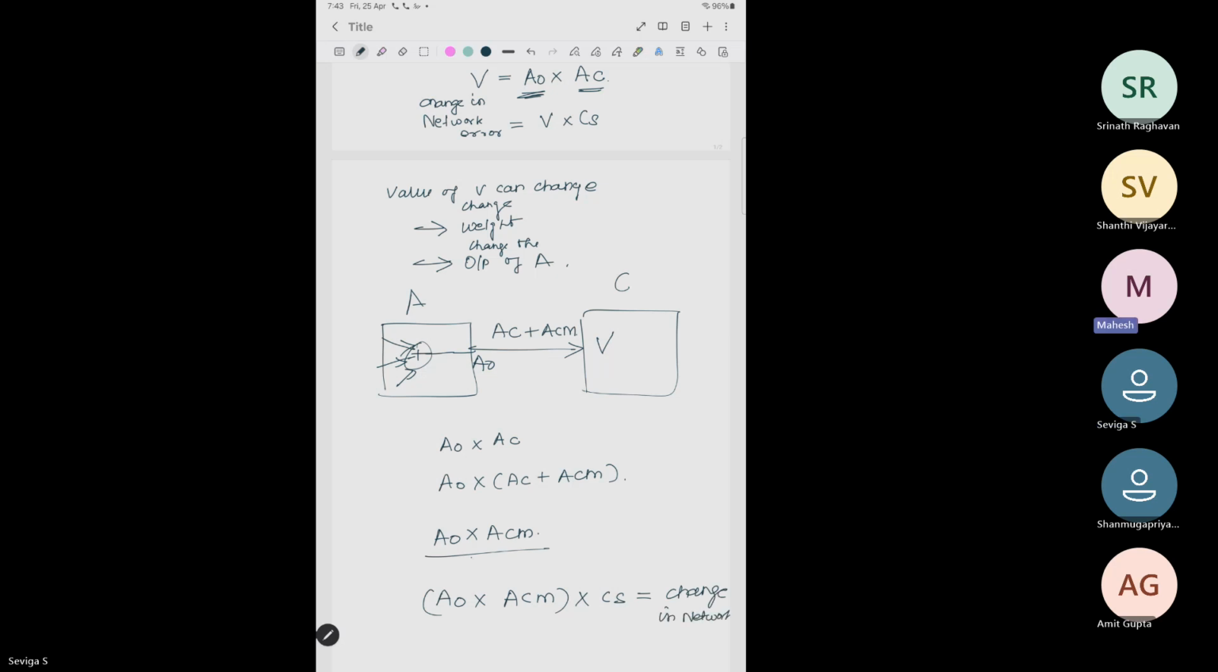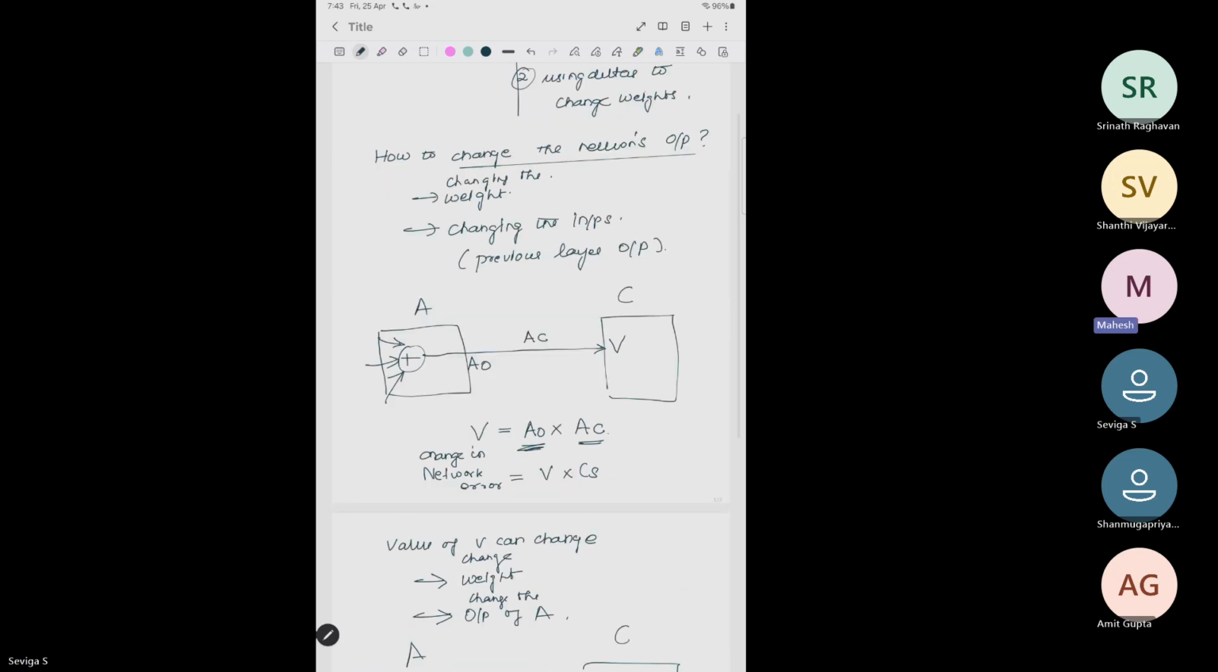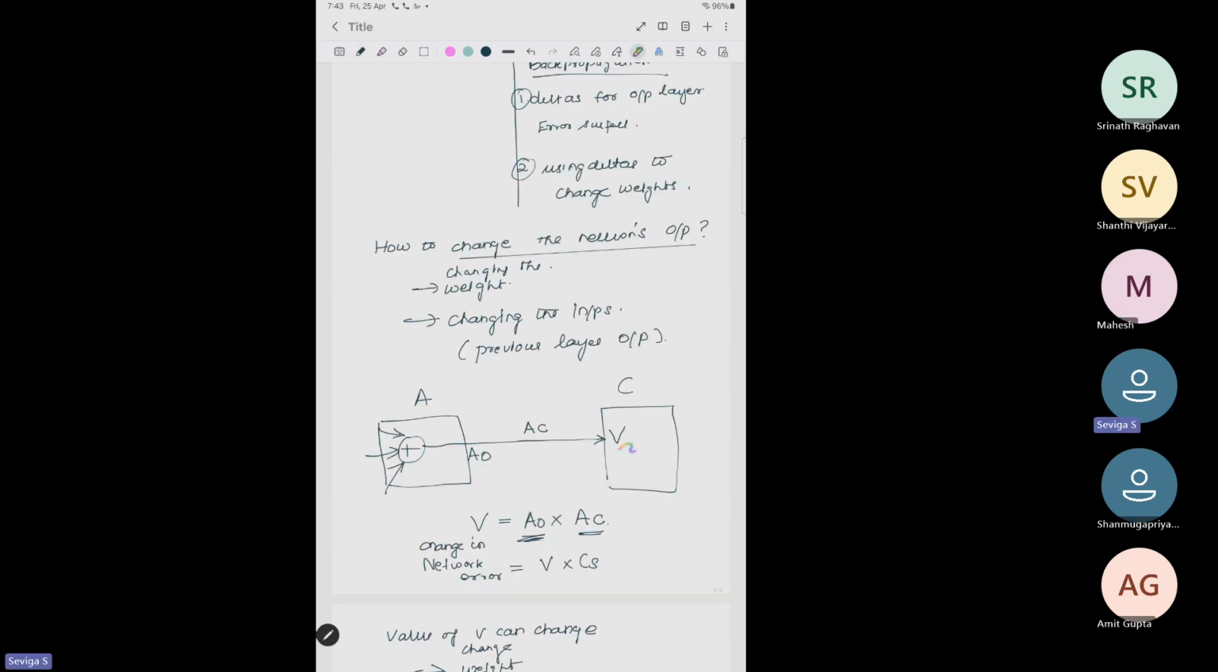Ma'am, this A naught into AC plus ACM means you should have two values, no? A naught into AC plus A naught into ACM. Yeah, we have two values, but this is the change in outcome. This is your previous value of V. This is your current value of V. Did you understand this one? Mm-hmm. So here, V is given by A naught, which is getting multiplied by AC, and that is V here.